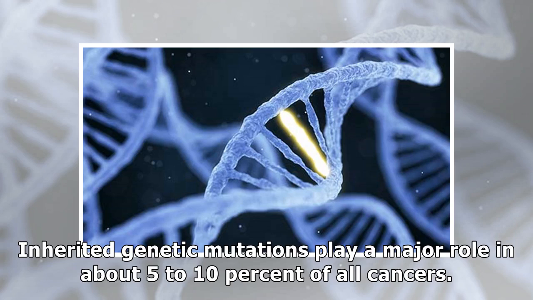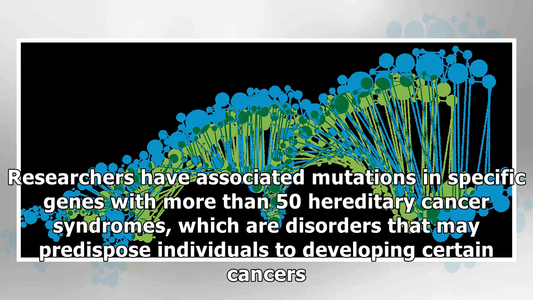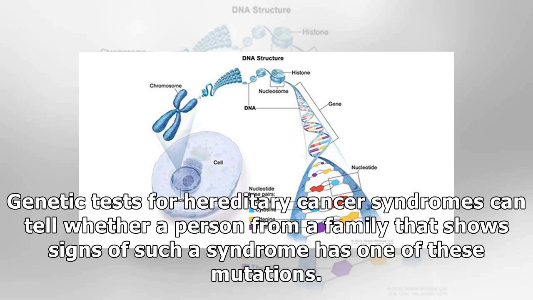Inherited genetic mutations play a major role in about 5 to 10% of all cancers. Researchers have associated mutations in specific genes with more than 50 hereditary cancer syndromes, which are disorders that may predispose individuals to developing certain cancers. Genetic tests for hereditary cancer syndromes can tell whether a person from a family that shows signs of such a syndrome has one of these mutations.